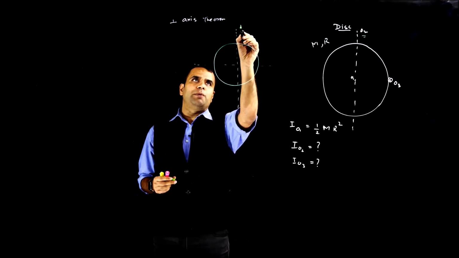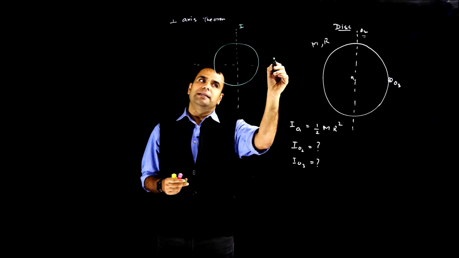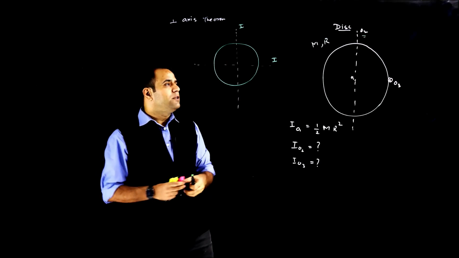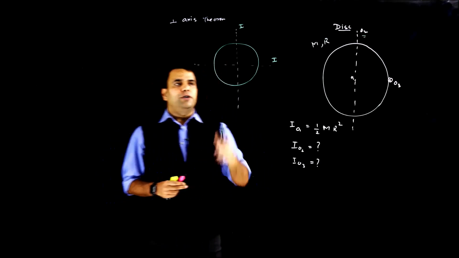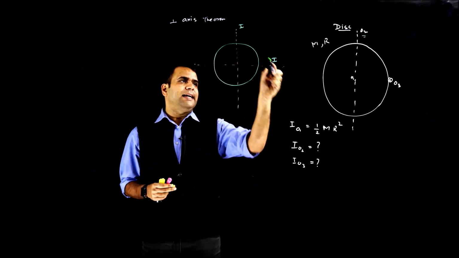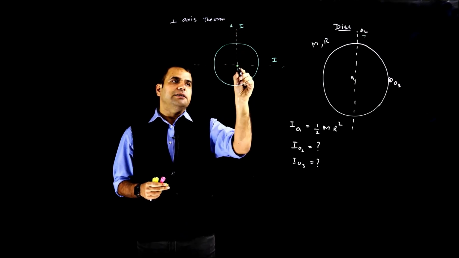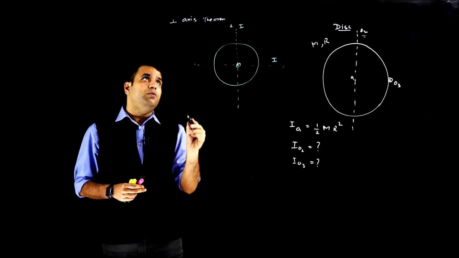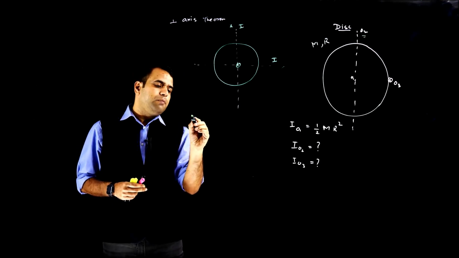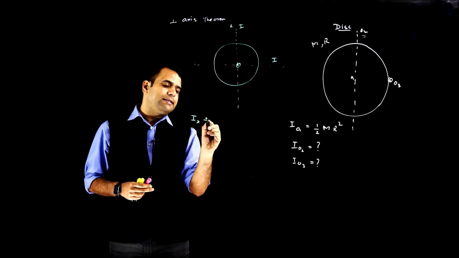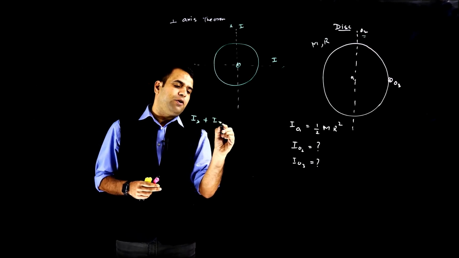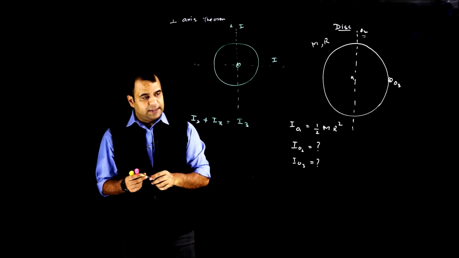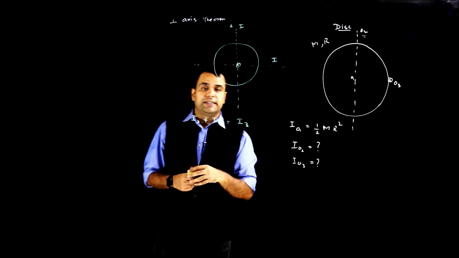So let's assume the moment of inertia about this axis is I. Then the moment of inertia about this axis will also be I, because it will be the same due to the symmetry. I'm calling this axis X and this axis Y, so there will be this axis Z. According to the perpendicular axis theorem, the moment of inertia about the x-axis plus the moment of inertia about the y-axis equals the moment of inertia of the body about the z-axis for a 2D body, which is the disk.